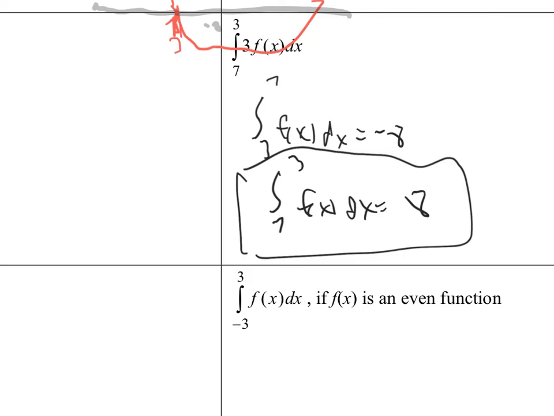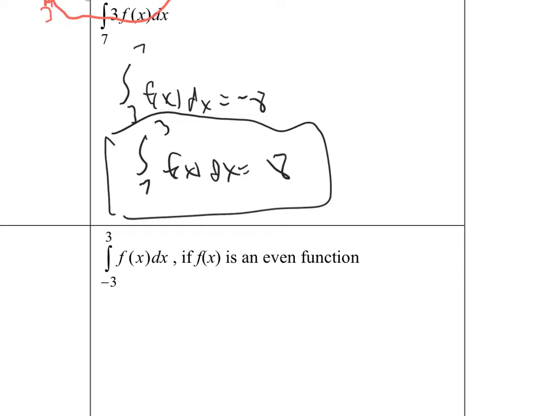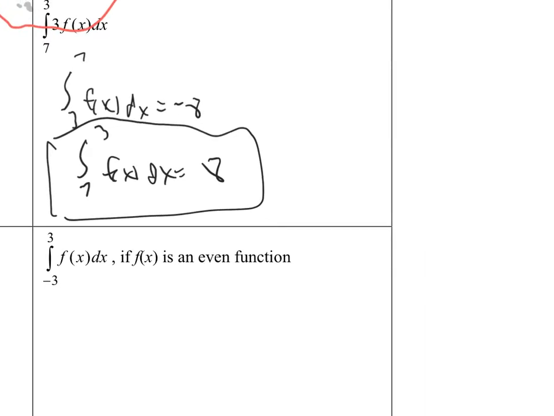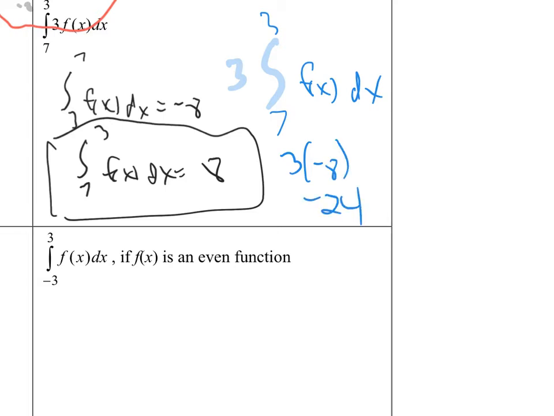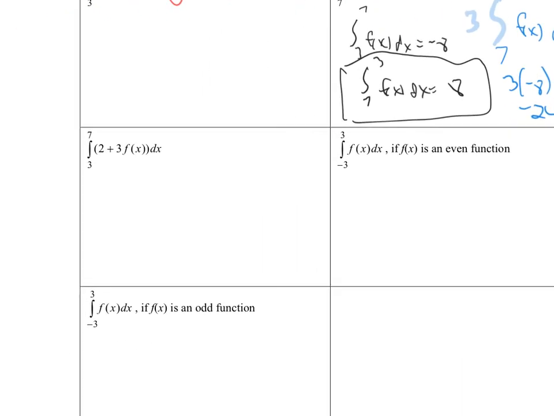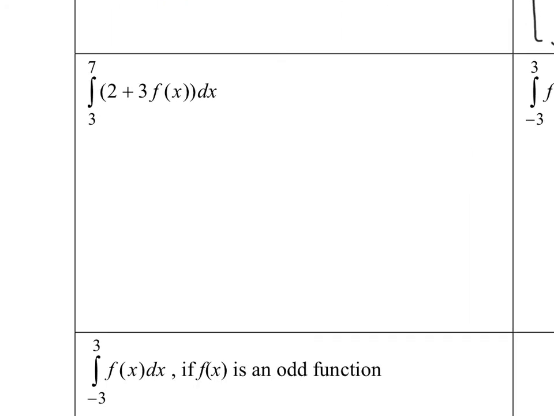Oh, I didn't see the 3. Hold on here. That's true. I'm not lying. I didn't lie. If I take 3 times the integral from 7 to 3 of f of x dx, that gives me 3 times a negative 8, negative 24. Okay, that was a close one. Got to pay attention, Cartwright. Pay attention.